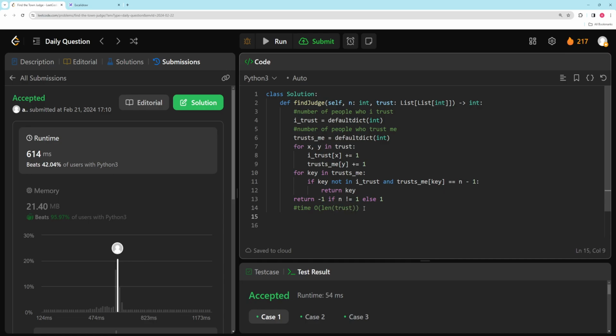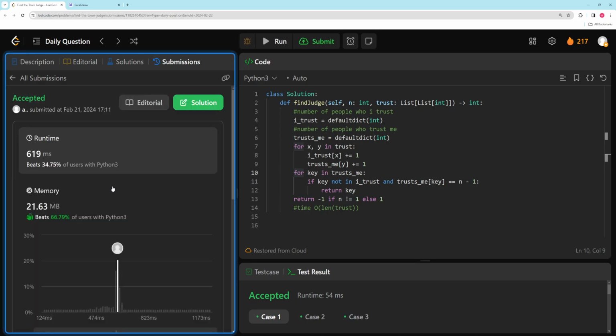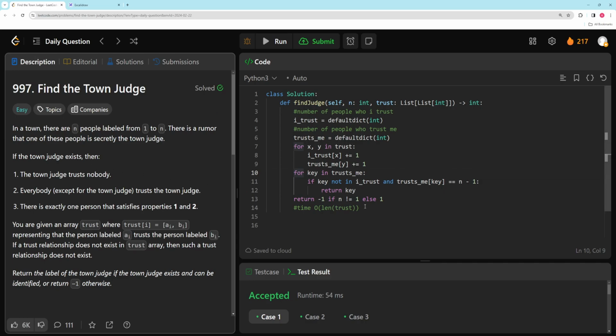Because, like I said, if there's 1,000 people, we're only checking the people who people trust. We're not going through 1 through 1,000. So in practice, this will save us a lot, depending on the actual test cases. I guess all the solutions here are roughly the same, so it's not too much of a big deal. But if there's 3 edges and n's 1,000, this will be really fast. And space, this will be worst case O of n as well, right?